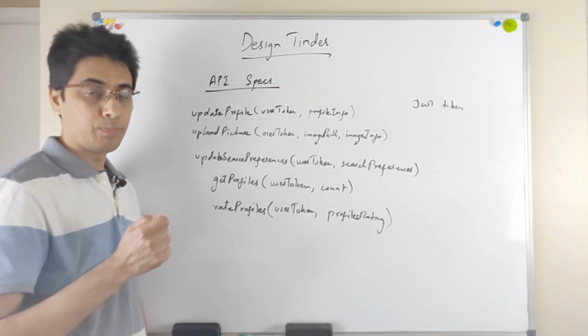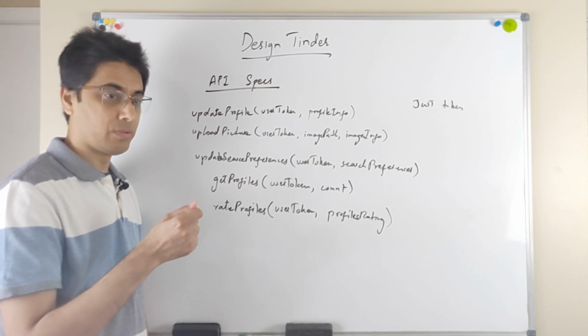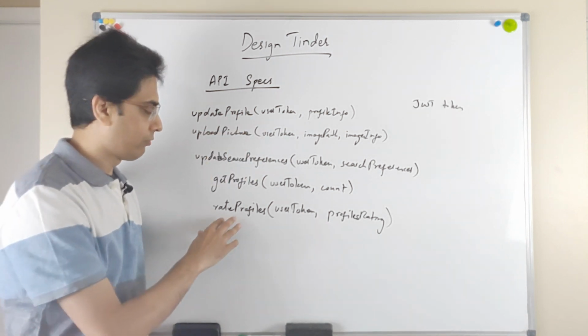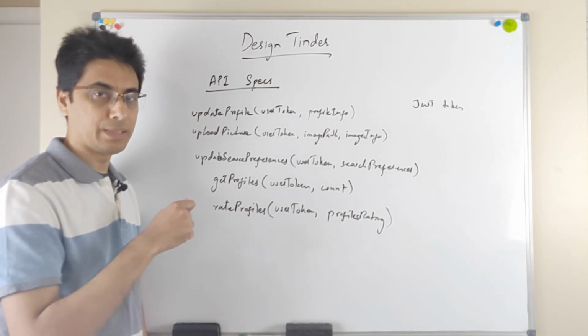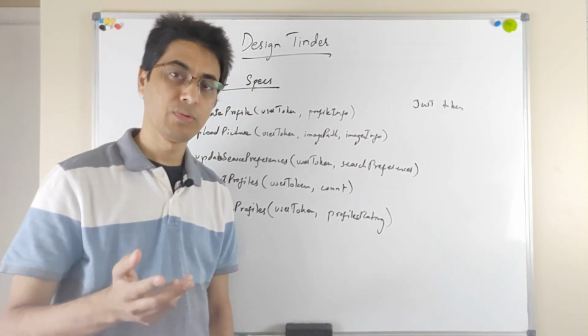Do we need to provide the information about the dislike also to the Tinder application, or should we just use this to call only for those profiles which the user has liked? Let me know in the comments below what you guys think.